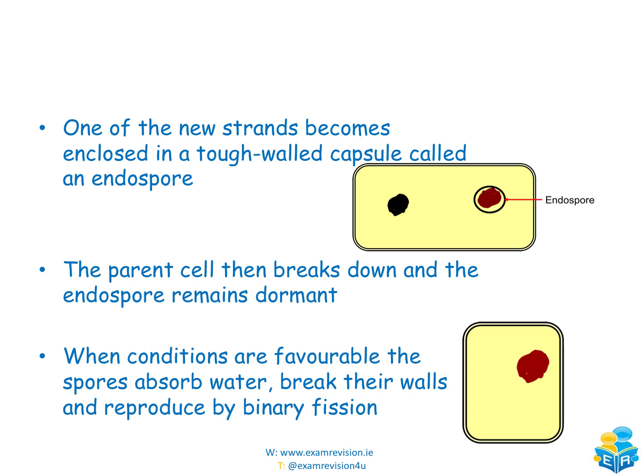Now, one of the new strands will become enclosed in this tough-walled capsule, separate from the capsule that's on the outside of the bacteria. That tough-walled capsule is called the endospore. The parent cell will break down, the endospore will remain dormant, and when the conditions become favorable again, the spore will start to absorb some water because that water is going to break the endospore down. The walls will start to break down, and then that particular bacteria can start to reproduce to produce more of itself. It's a really unique, really cool adaptation of bacteria that they can produce this endospore to allow them to survive or withstand unfavorable conditions.